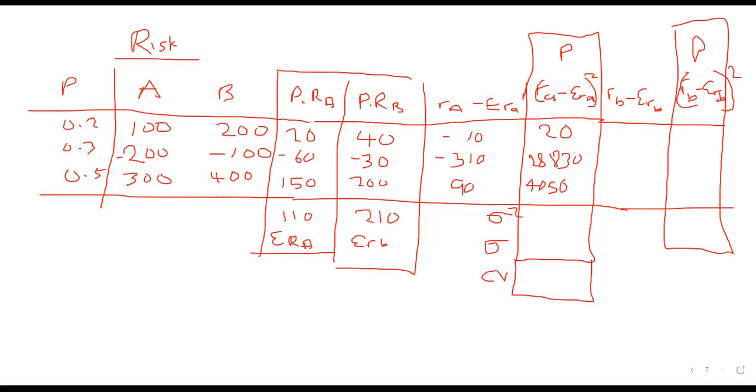Let's add all this: 20 plus 28,830 plus 4,050. What are you getting? 32,900. We get 32,900, the variance. Then the square root of 32,900.